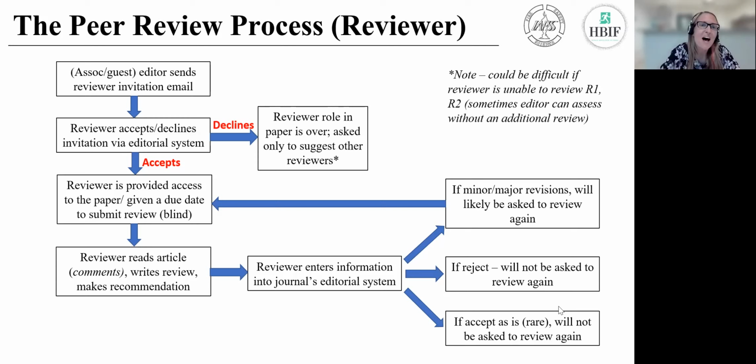So if I accept as a reviewer, I'm provided access to the paper, I'm given my due date, and the review is most likely blind, right? So I don't know who wrote the article, and the authors will not know who reviewed it. So as a reviewer, I'd read the article, I provide my comments, I write up my review, and I make my recommendation, and I enter all of that into the editorial system. If I accept, it's likely I'm not going to be asked to review it again. If I reject, I'm also not likely to review that article again. But if I suggest minor, and especially if I suggest major revisions with my comments justifying that decision, I will likely be asked to review the R1.